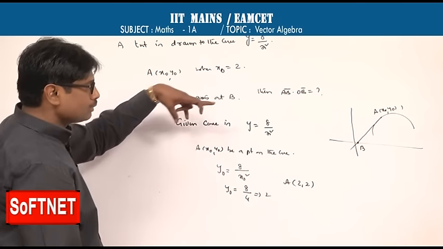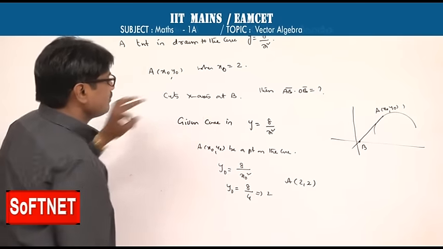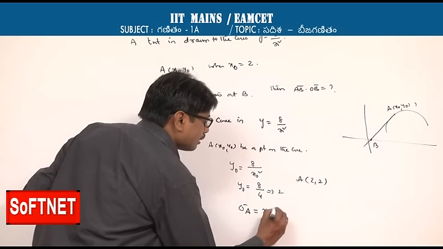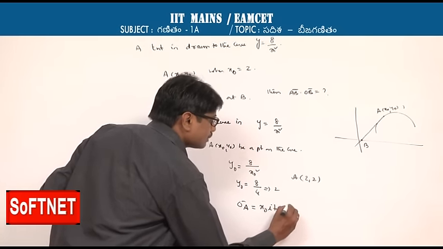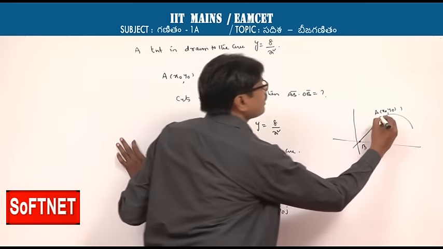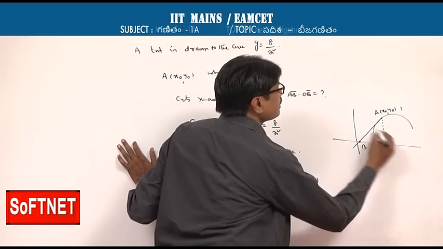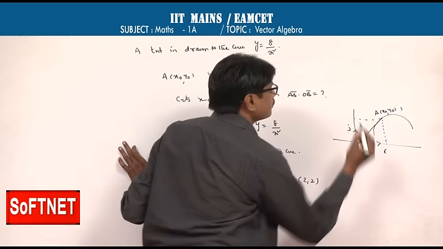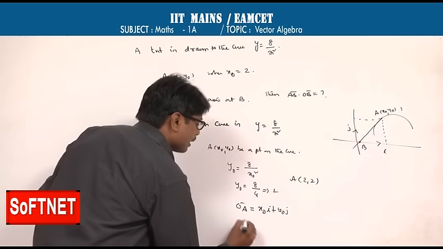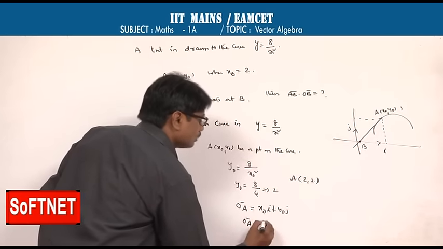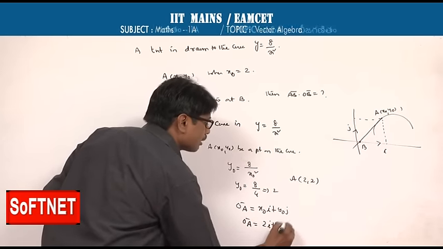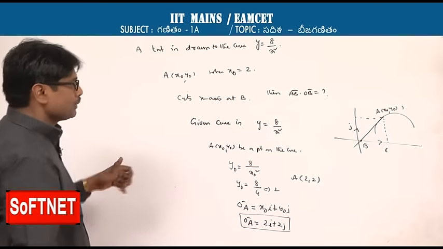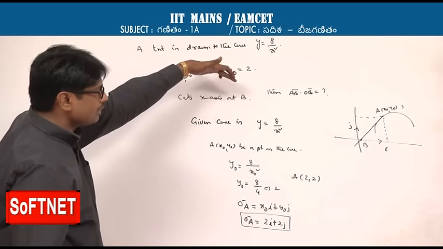At (2, 2), first find out OA bar. OA bar is equal to x0 times I bar plus y0 times J bar, because if we draw the perpendicular here, this is x0, this is y0, with I bar and J bar. So OA bar is equal to 2I bar plus 2J bar, that is the position vector of OA bar. Now we need the position vector of B bar.